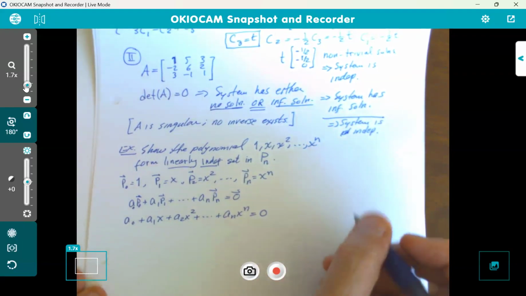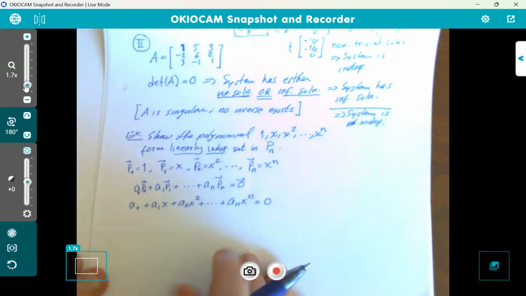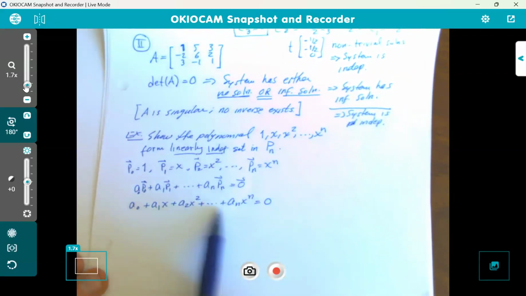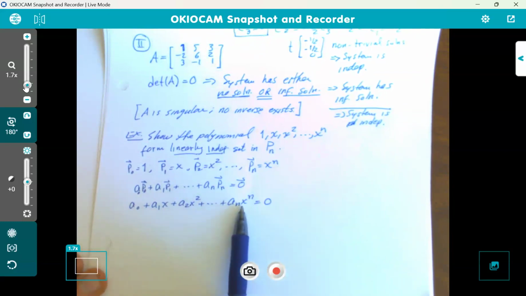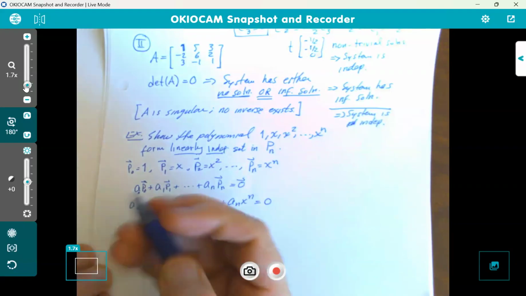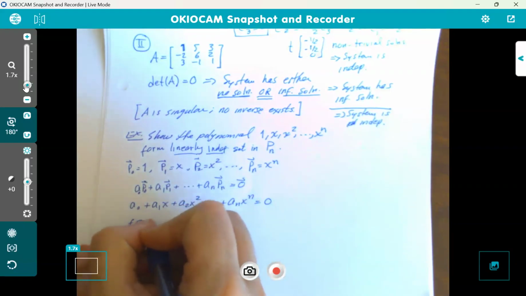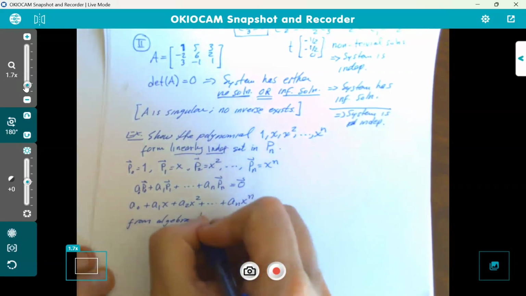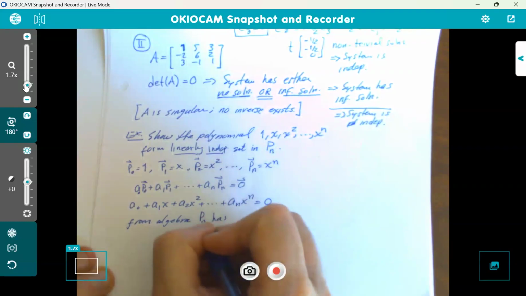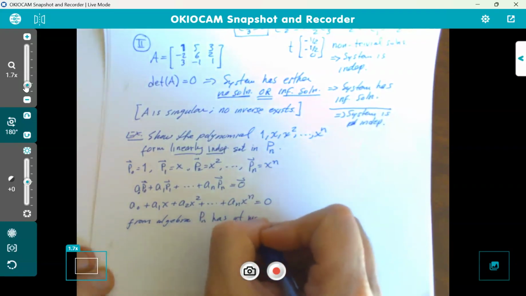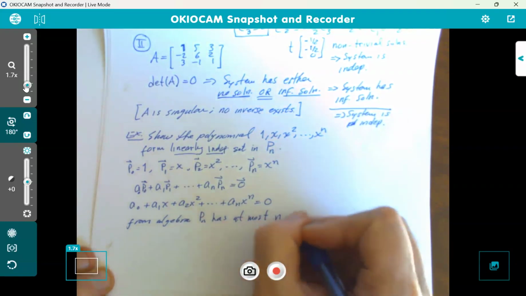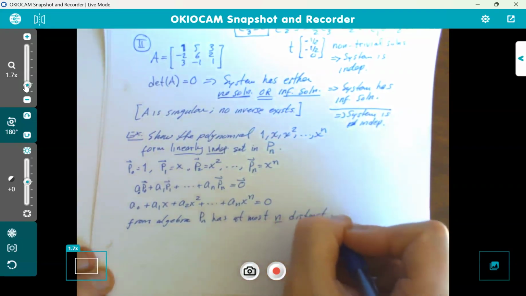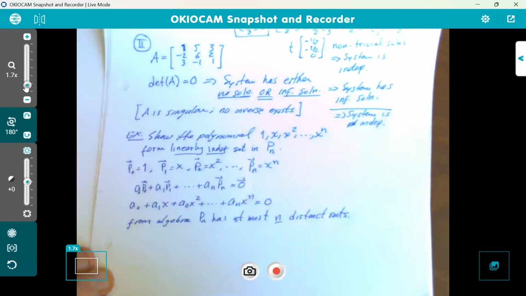Now, by the way, we know from algebra that an nth degree polynomial has at most n distinct roots. From algebra, we know that Pn has at most n distinct roots, because it's nth degree.